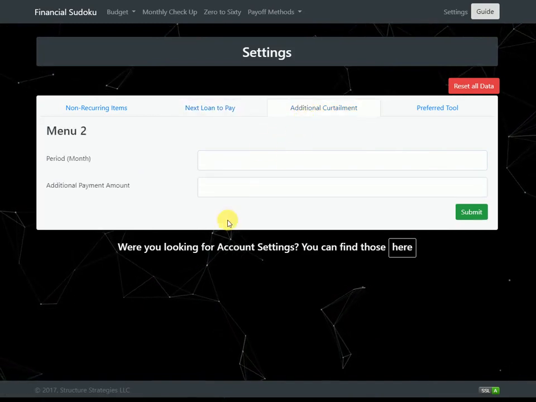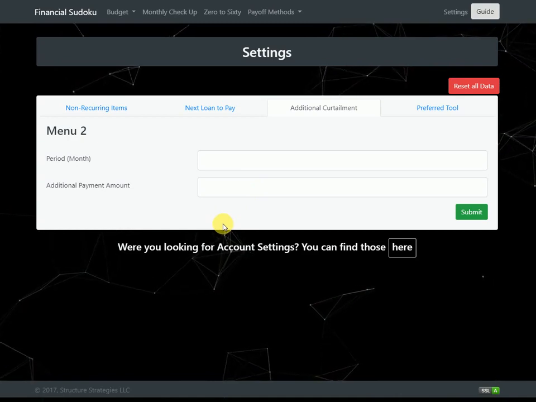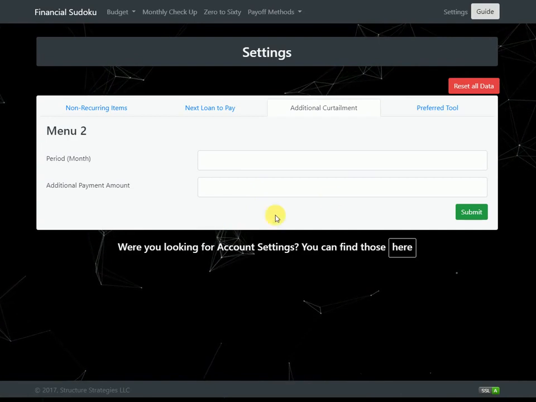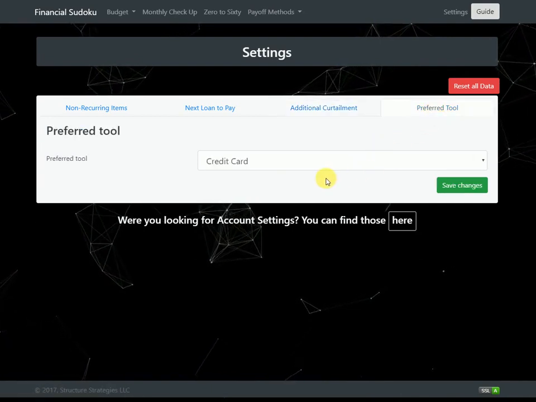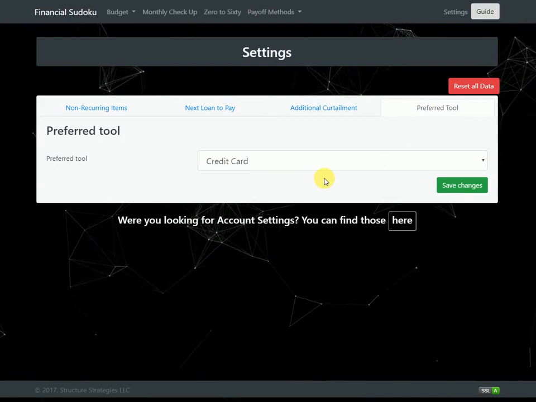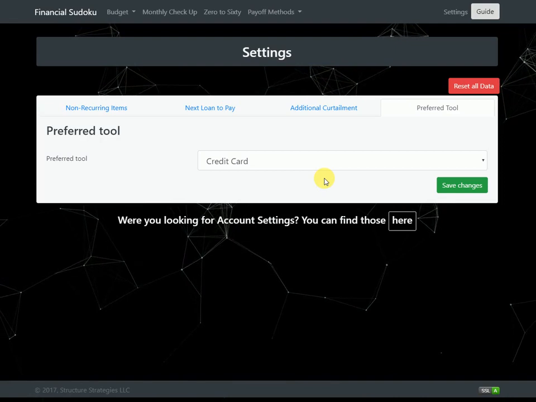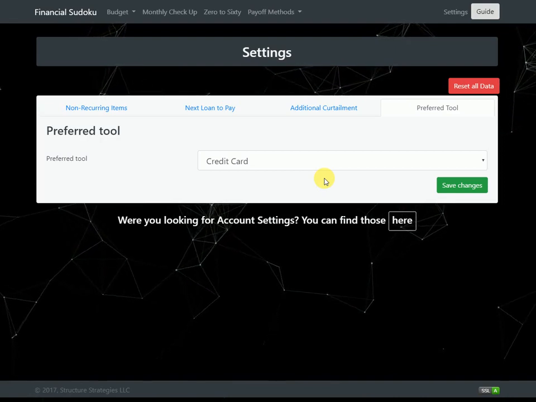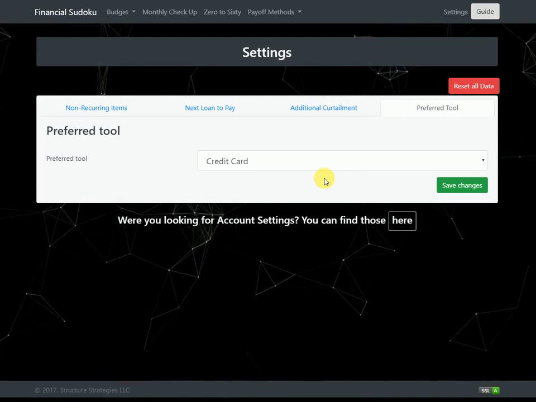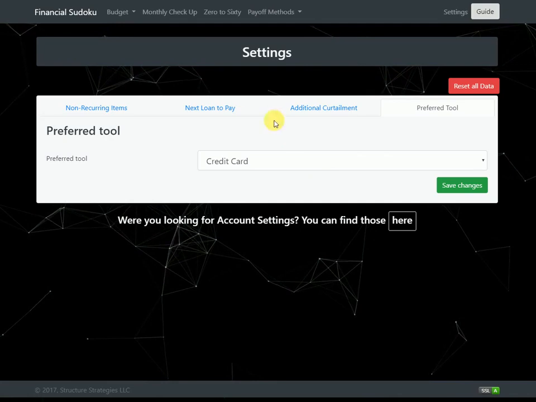Then we have additional curtailment. So once again, if you get that bonus and you want to take a little bit of extra money and put it towards your loans, this allows you to do that and to show what it's going to look like when you do that. And finally, we have the preferred tool. This will allow you to choose which line of credit you want to use for your sweeping. We automatically pick the one with the lowest interest rate, but that may not be the best one due to terms on that credit line. So make sure you look a little bit closer and get the one that's best for you.